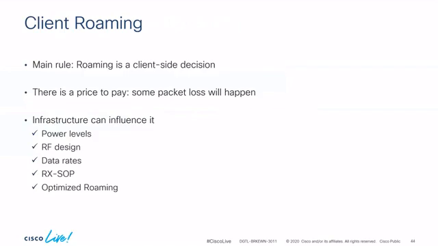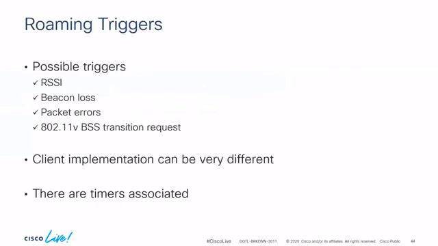The main rule is roaming is always a client-side decision. The infrastructure can influence it by setting varying things. You know, power levels, RF design, RX SOP, optimized roaming, all those things can influence, but ultimately it's the client that makes the choice. He makes the choice of where to go and when to go.